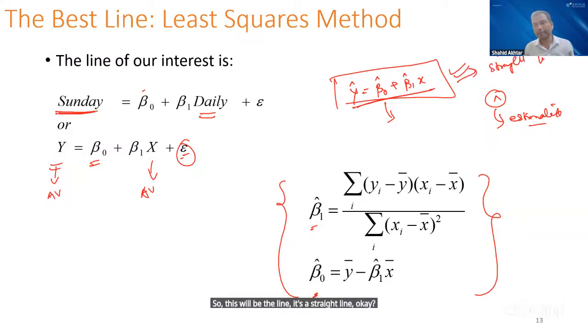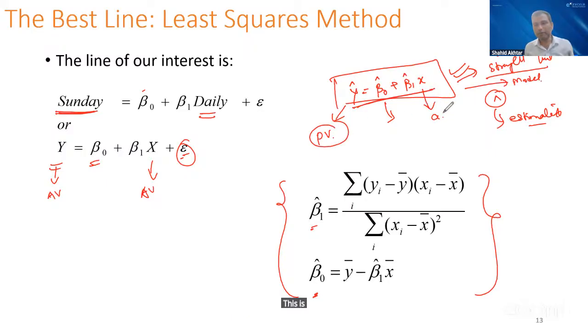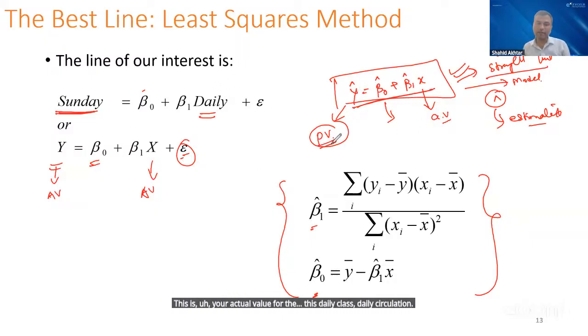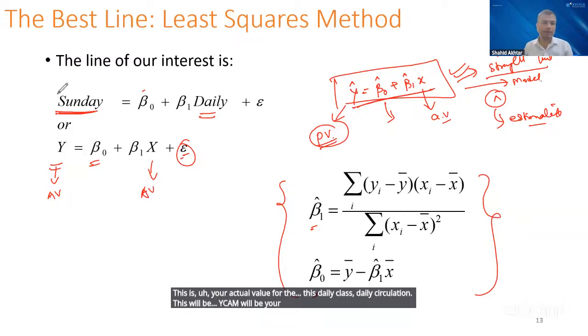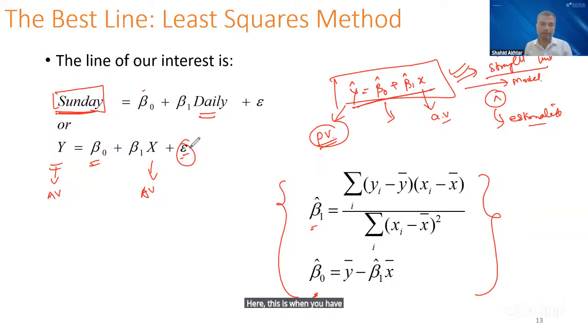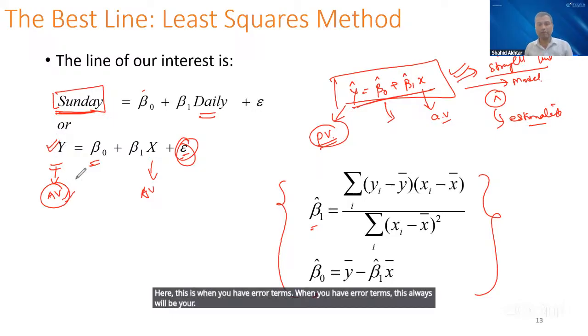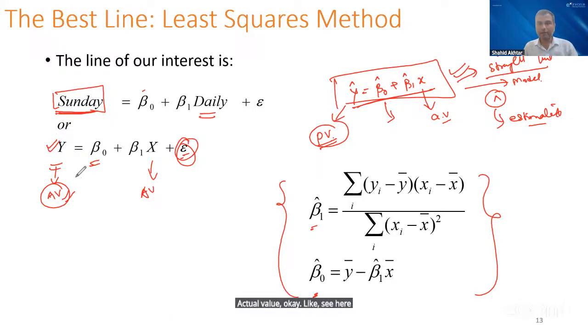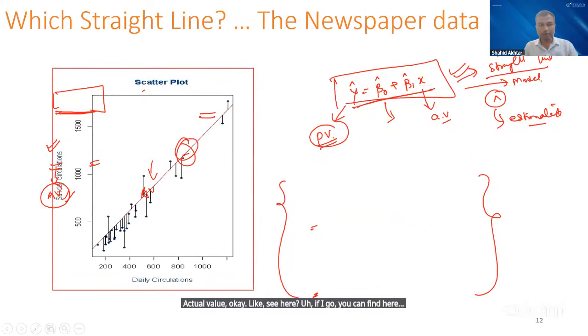This will be the model, and this will be your predicted value. This is your actual value for the daily circulation. y cap will be your predicted value for the Sunday circulation. Here, when you have error terms, this always will be your actual value. Like see here, if I go, you can find where it was.